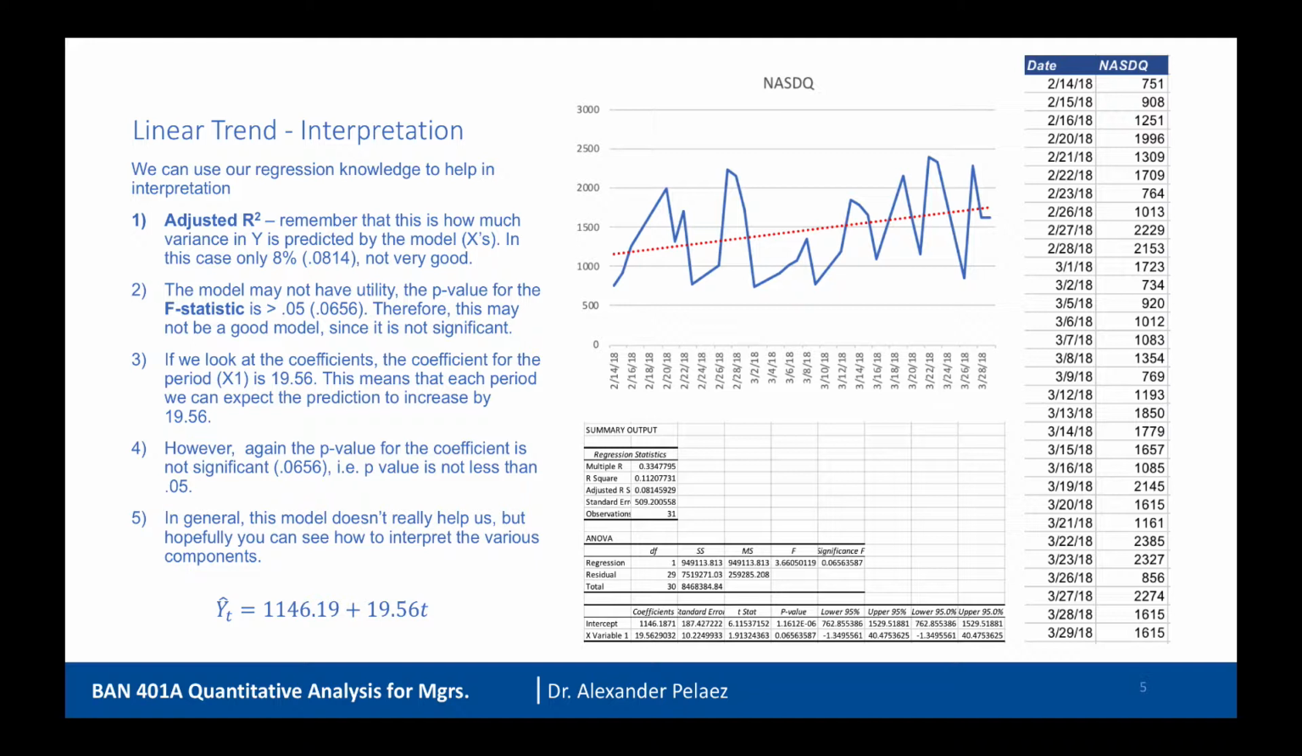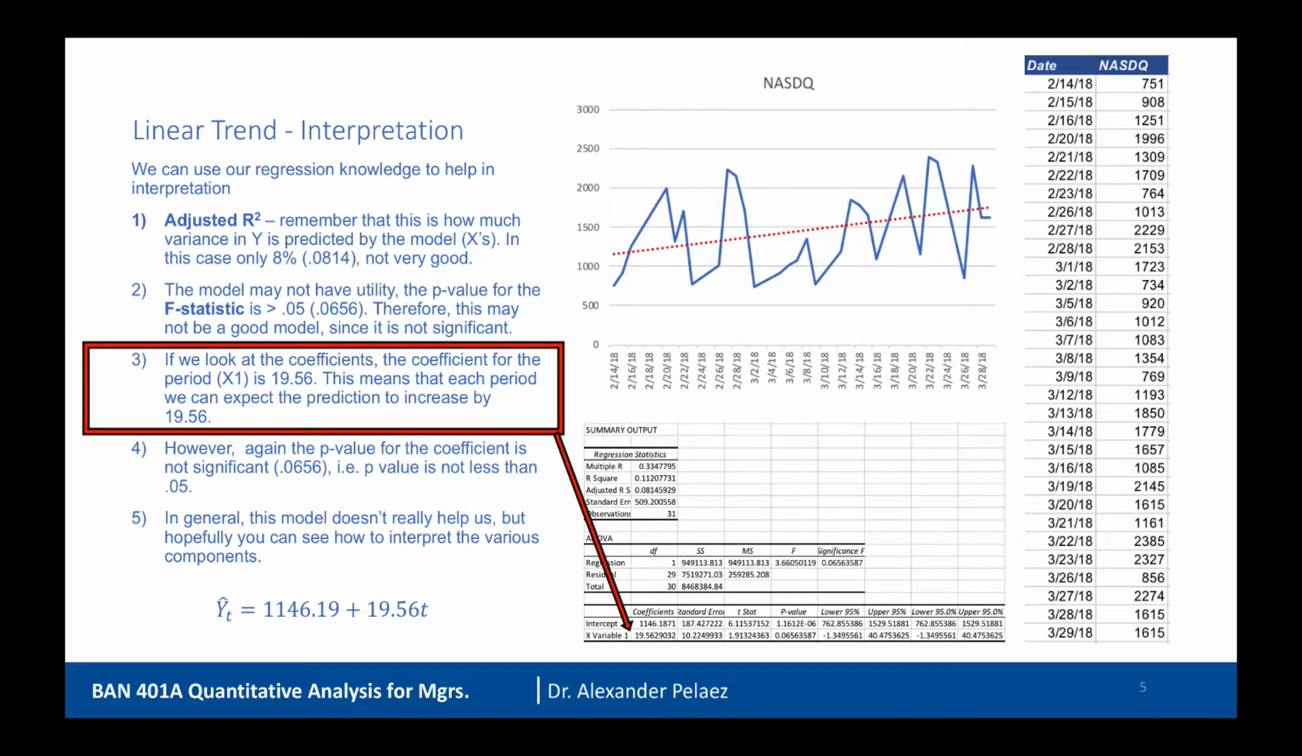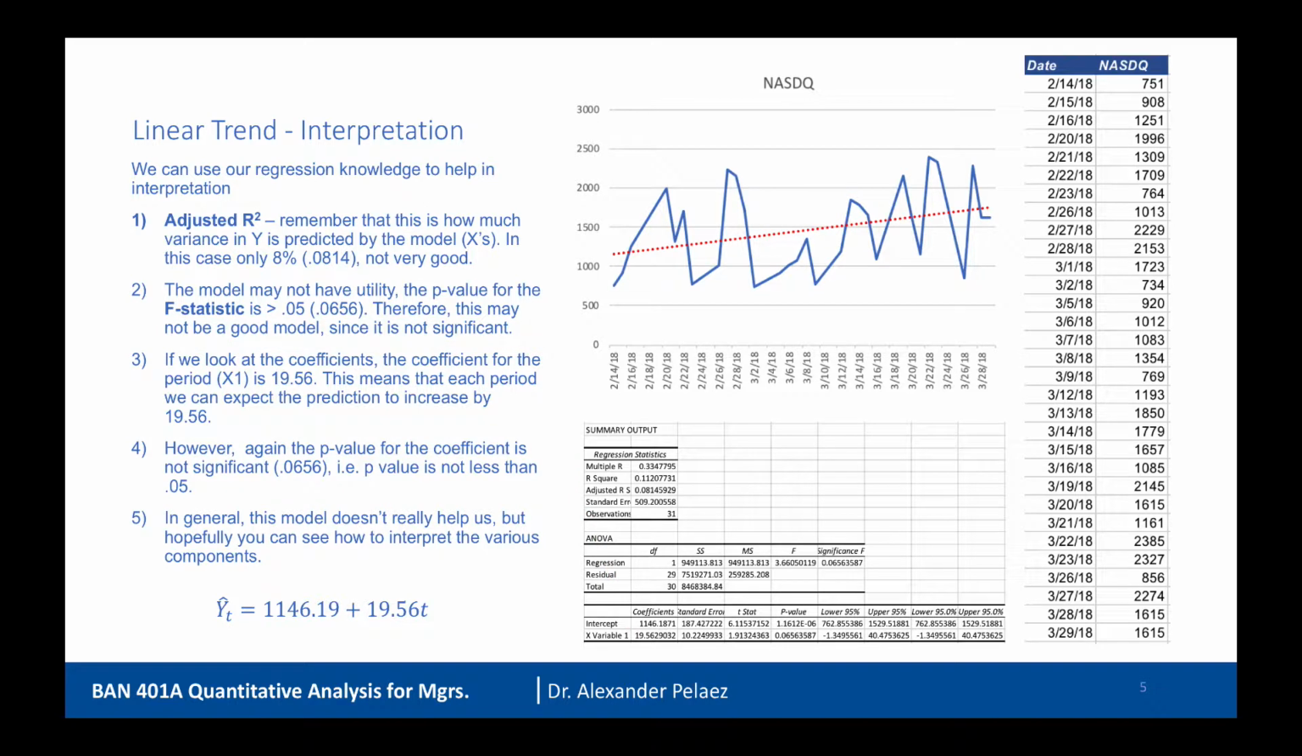If we further look at the coefficients, the coefficient for the period x1 is 19.56. Now we can interpret that as saying that each period we can expect the prediction to increase by 19.56. So every successive period will increase by 19.56. However, the p-value for that coefficient is not significant. It also is 0.0656. That means that the p-value is not less than 0.05, and so we cannot reject the null hypothesis that this coefficient is equivalent to 0, and thus we say it's not significant. So in general, this model in particular does not help us, but it's a good example to see how we can interpret the various components.